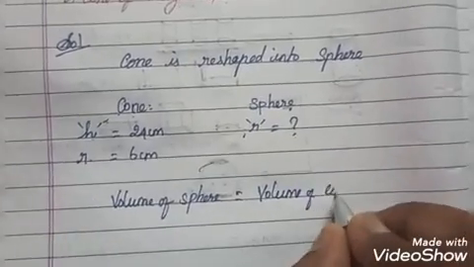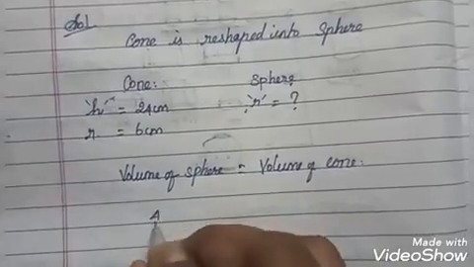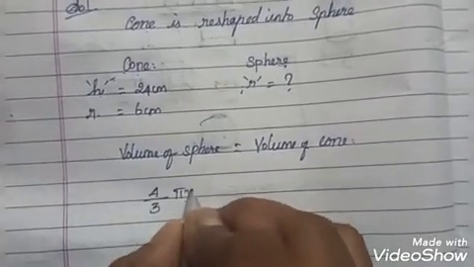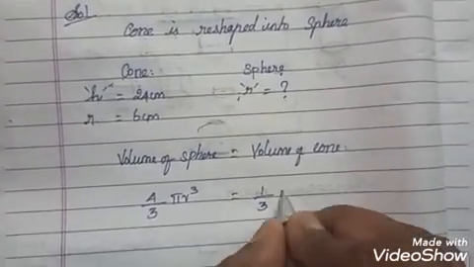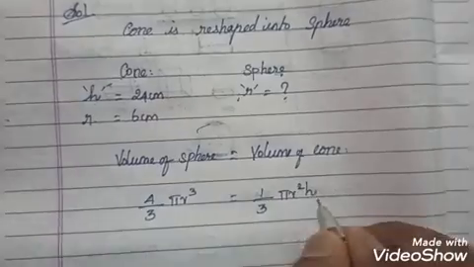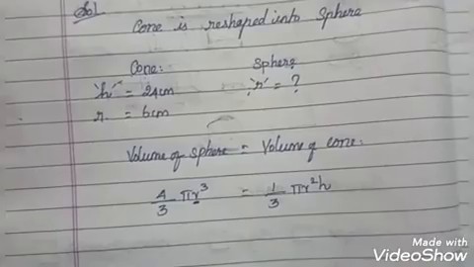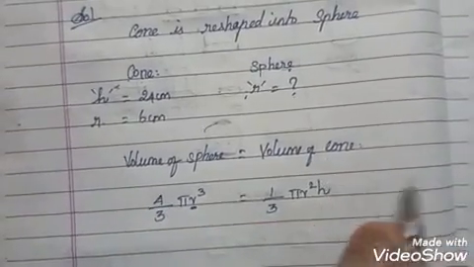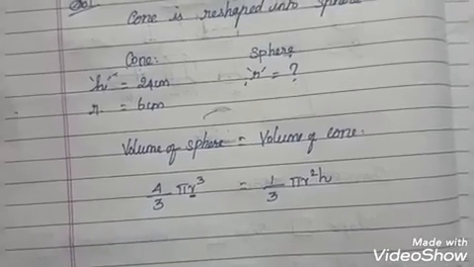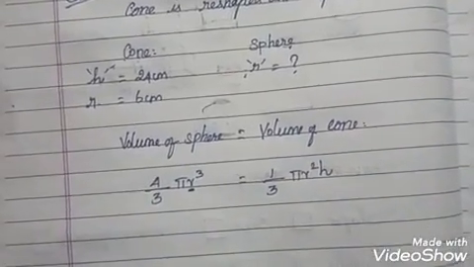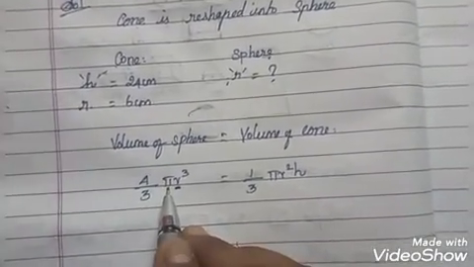volume of cone. You know the volume of a sphere is 4 by 3 pi r cube, which is equal to the volume of a cone, 1 by 3 pi r square h. So we need to find the radius of the sphere. Before substituting the values, you need to transfer. Afterwards, you no need to substitute the value of pi.